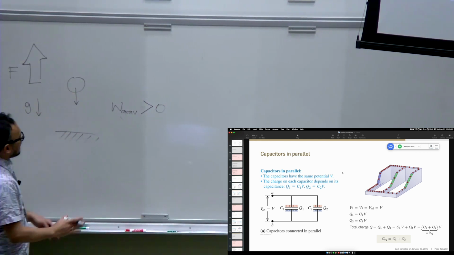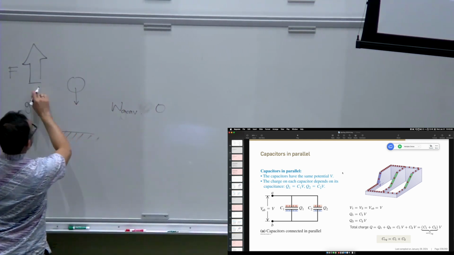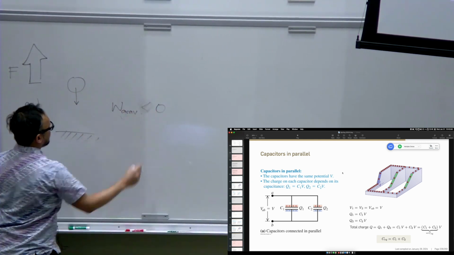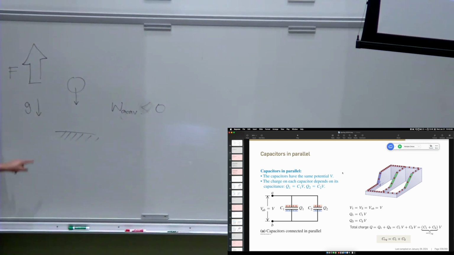Then in the second case, the gravity still does work, but it's the opposite of the displacement. So the work is negative. The work done by the gravity is negative. The work done by me is positive. So that's in the context of work. Okay.